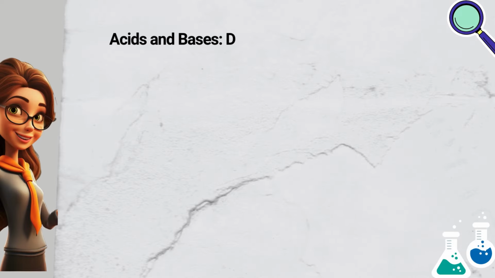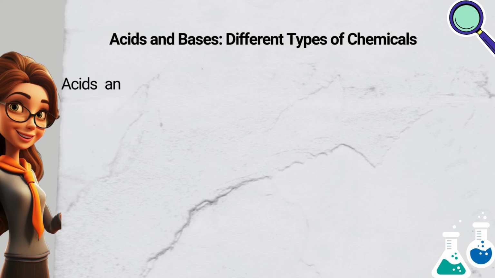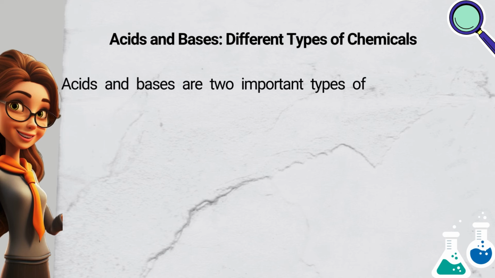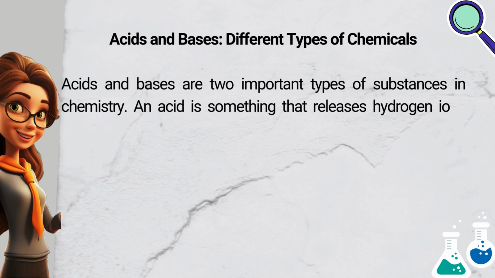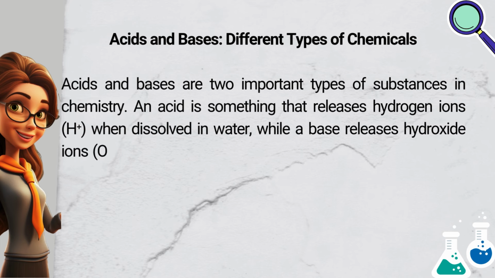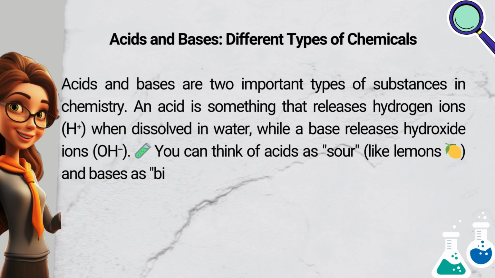Acids and bases, different types of chemicals. Acids and bases are two important types of substances in chemistry. An acid is something that releases hydrogen ions, H+, when dissolved in water, while a base releases hydroxide ions, OH-. You can think of acids as sour like lemons and bases as bitter like soap.